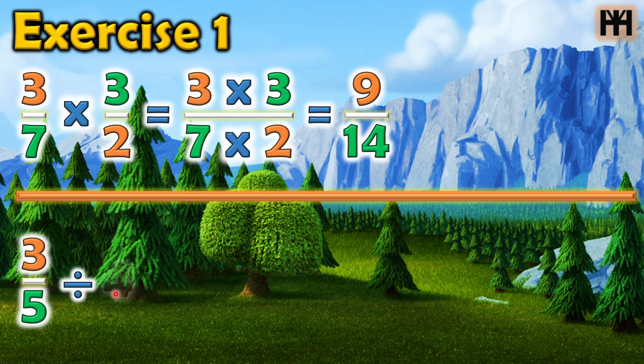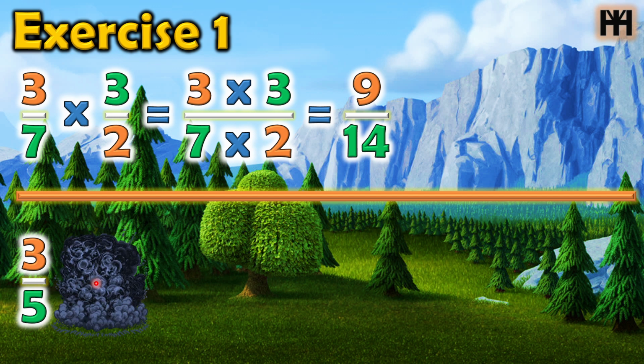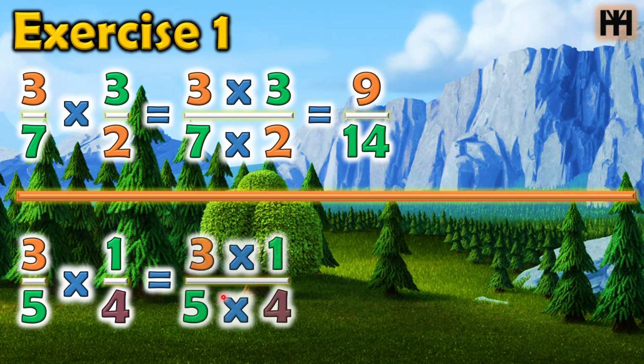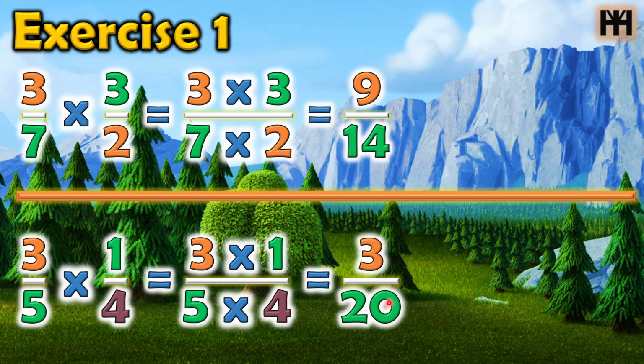Okay, 3 over 5 divide 4. Okay, 4 is the same as 4 over 1. Flip. So it's times 1 over 4. So 3 times 1 over 5 times 4. 3 times 1 will be 3. 5 times 4 will be 20. So it's 3 over 20.